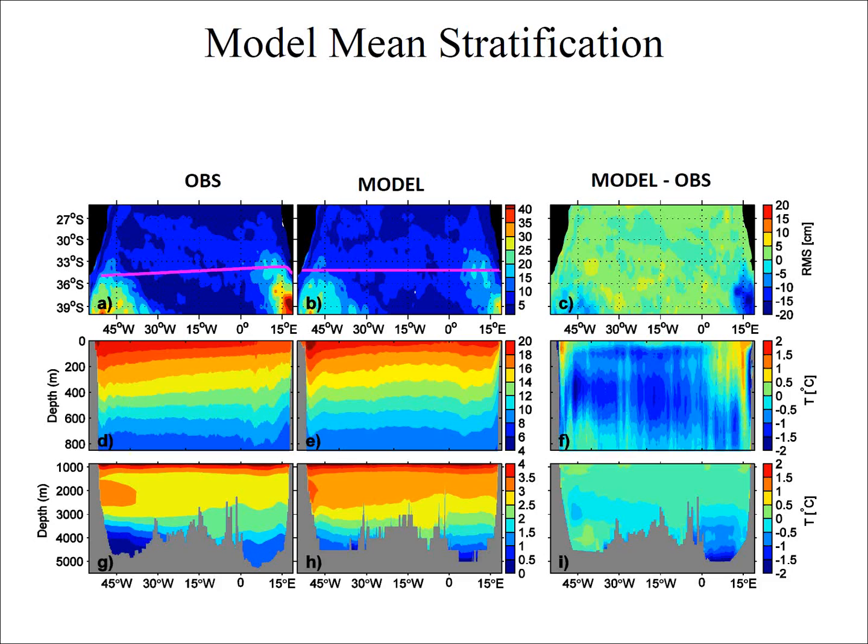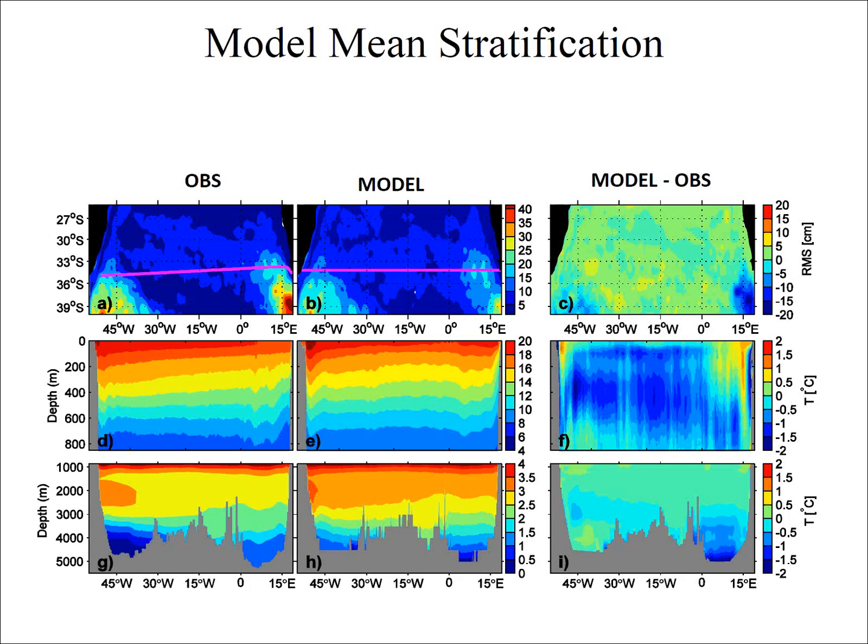Also, to compare how the model stratification compares, for example, with the XBT and the climatological values. So we compare the model here with the observations. And here's altimetry again, the same information as before, the RMS of the sea level height. And we see that the model generally underestimates the variability in this region.